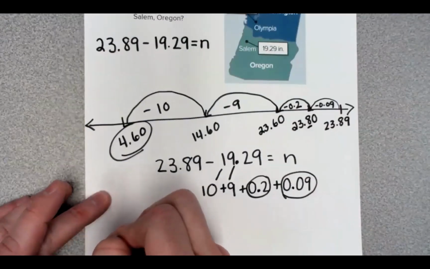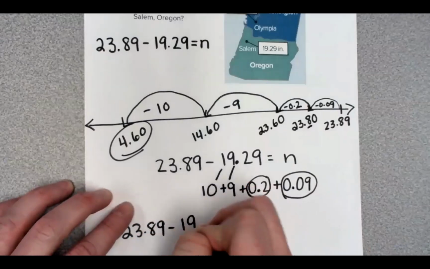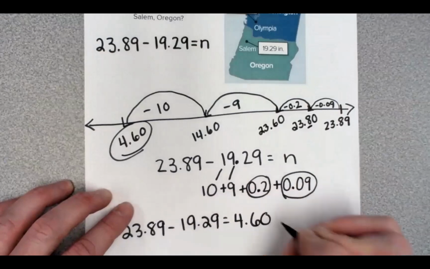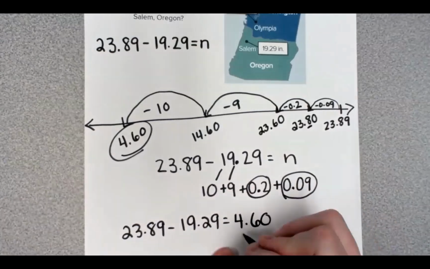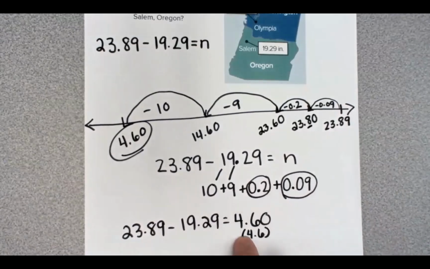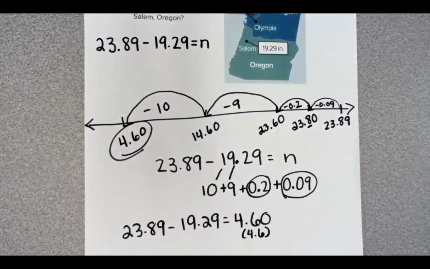I know that they received, I'm going to write my equation again. I could write this as 4 and 60 hundredths, or I could even write it as 4 and 6/10. So it tells me Olympia Washington received 4 and 60 hundredths, or 4 and 6/10 inches more rainfall than Salem, Oregon. So how would this look different if I had been adding instead of subtracting?